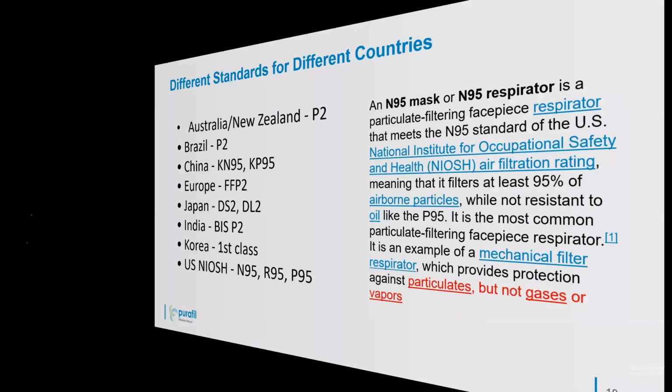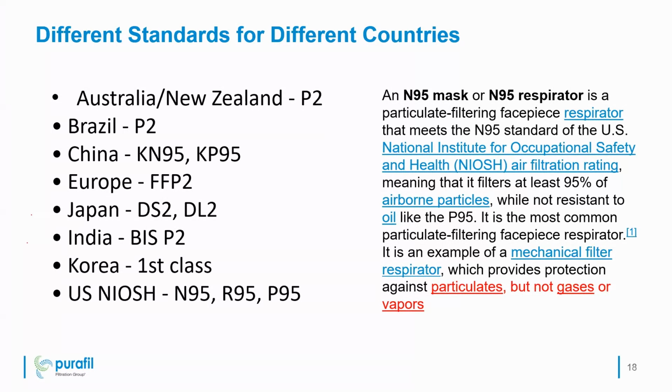So this is the right side. You can see the definition, which is totally talking about the airborne particles, 95% efficiency. Different countries use different nomenclature. The US uses N95. China uses KN95. Brazil uses P2. India uses BIS P2. So all are talking about the same standard. There is change in the standard name, but everybody's talking about the 95% efficiency. So if you're selling KN95, it is N95, and it is FDA approved. The mask which we are selling is EN 149 approved. That means it's European certified. It's FDA certified.